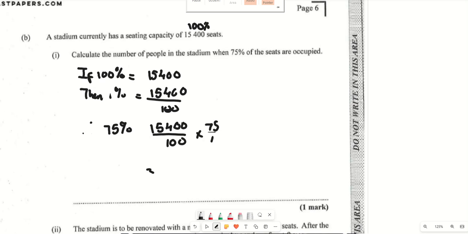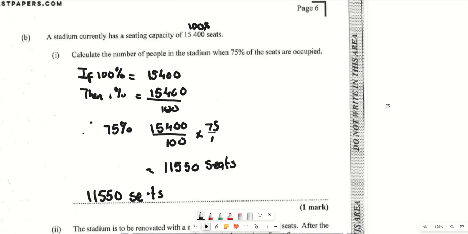When you divide that, you are going to get an answer of 11,550 seats that are occupied, and that would be your answer. Right? Let's do the next question.